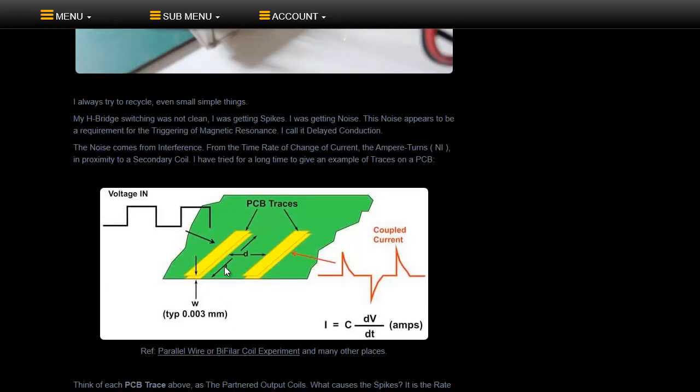The PCB traces on a circuit board is something that we see all the time. Every time there's a change in this trace over here, this trace here is going to try and oppose it. So current moving that way at a high rate of change, this one over here is going to want to have a current moving that way at a high rate of change, so it's going to oppose it. And this is sort of what we see, description of it.